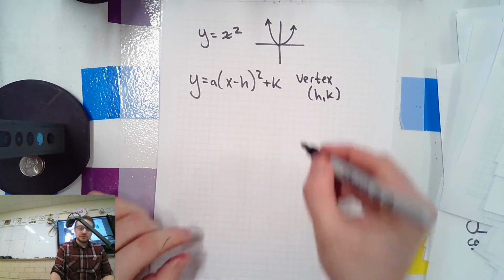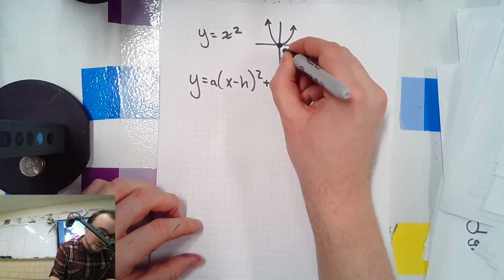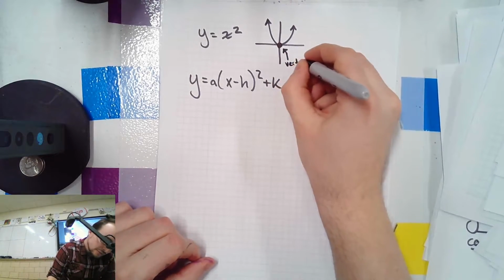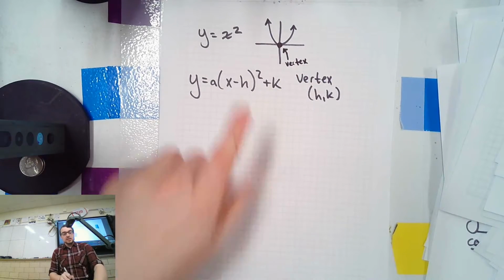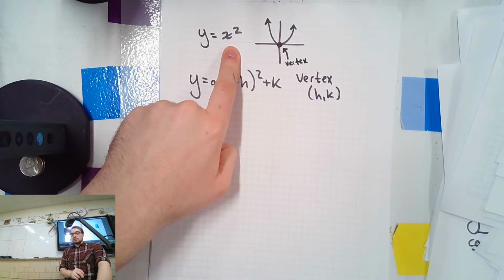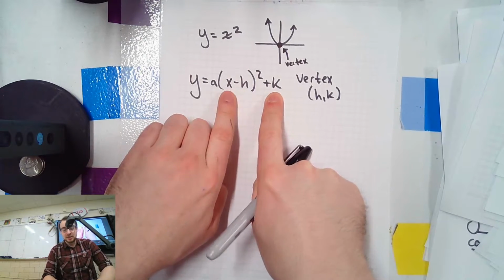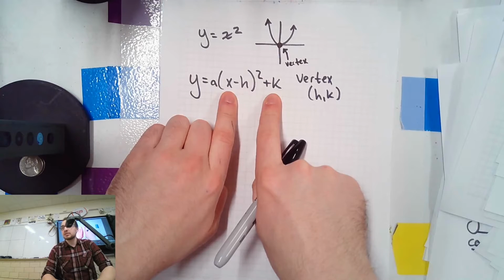That'll be the vertex. Remember, the vertex is where the two curves intersect, where they come together. That's the vertex. And of course, this has a vertex at 0, 0, because with h at 0 and k at 0, x minus 0 is x squared, plus 0 is just x squared.